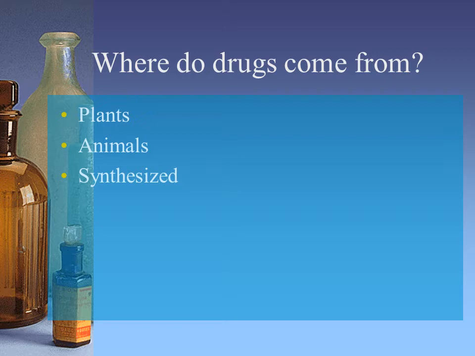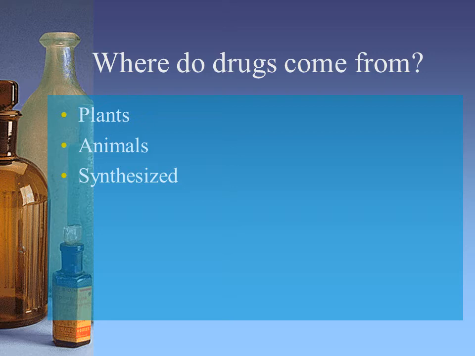The next question is, where do drugs come from? There are three main sources from where we acquire our medications. The first being plants. Many of the first drugs used by humans were derived from plants. One example of a drug that we still use this day is called digitalis, and that comes from the foxglove plant.